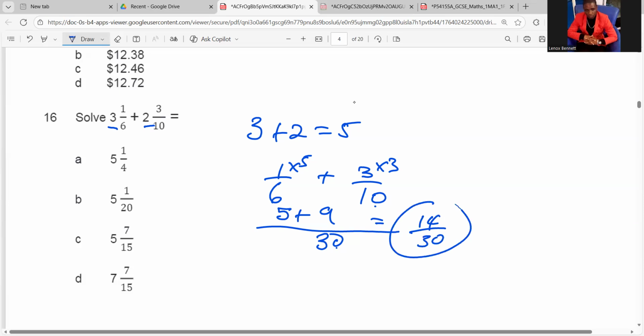Now this can be reduced because both of them are even numbers. So we divide by 2 to give us 7 over 15. And remember we had 5 in the beginning. So our answer would have been C.